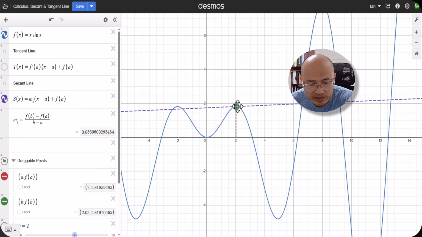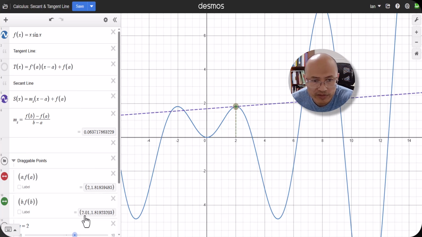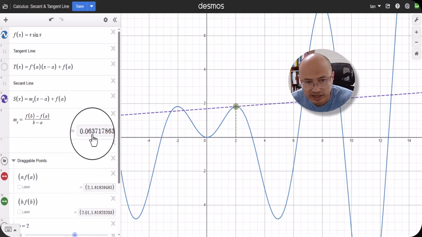So now I'm at 2 and 3/100ths. I'm only 3/100ths away from x equals 2. Now I'm even 1/100th away, 1/100th from 2 on the right-hand side. And notice the slope of the secant line is about 6/100ths.